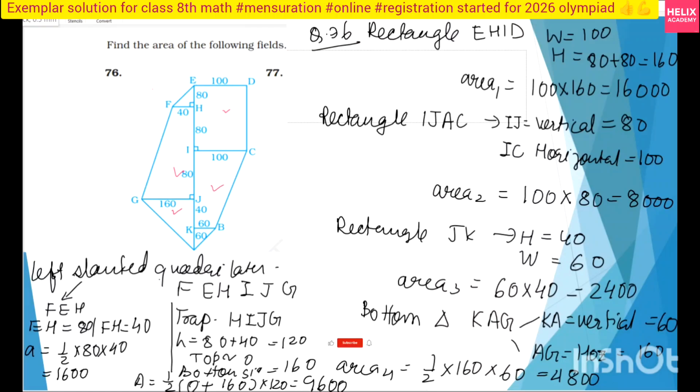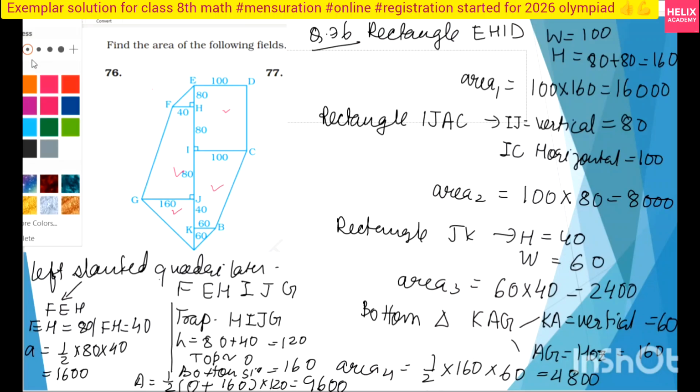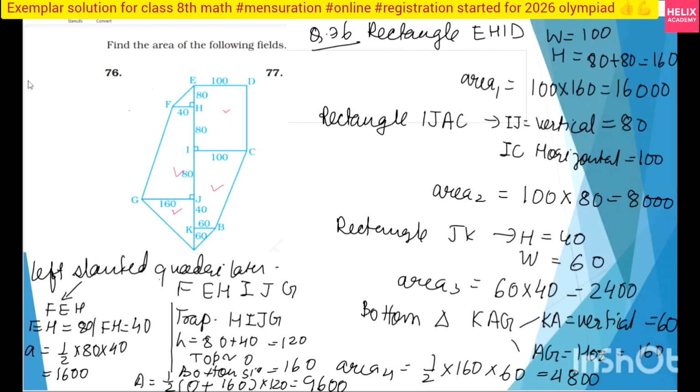Now I have found every required part. So finally I will calculate the total area. So total area will be, I will add everything: 16,000 plus 8,000 plus 2,400 plus 4,800 plus 1,600 plus 9,600.